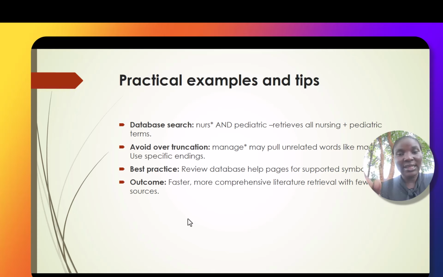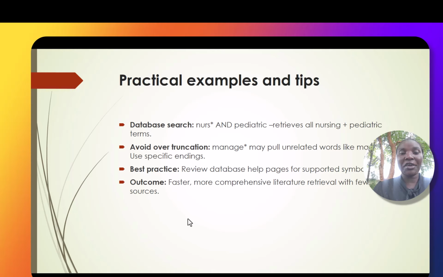Next, we are seeing avoid over-truncation. This is like manage. If you were to look for something on manage, or management, you should not cut it too short, because it may pull unrelated words like managerial. Use specific endings that will give you exactly what you need. We have best practice: review database help pages for supported symbols. Then the outcome: faster, more comprehensive literature retrieval with fewer missed sources.